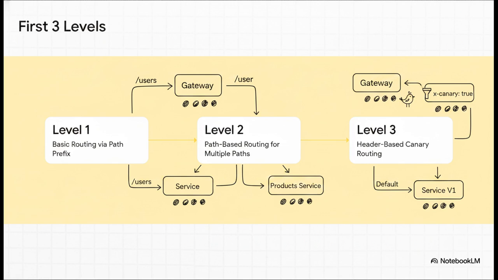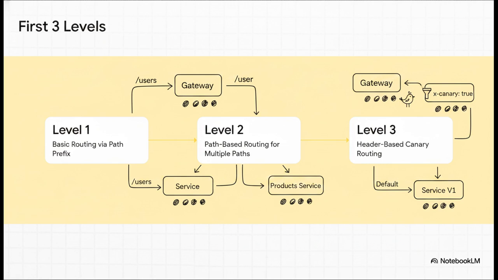Easy enough, right? Level 2 steps it up to path-based routing. Now, one gateway serves an entire microservices architecture. /users goes to the user service, /products goes to products. And because of that role separation, every team manages their own HTTP route independently. Level 3 unlocks header-based canary routing. The gateway evaluates rules from top to bottom. If it sees a specific header, let's say x-canary: true, it routes to version 2. If not, it routes to version 1.